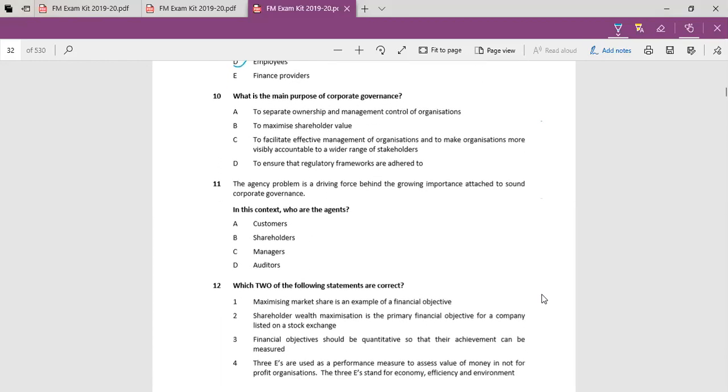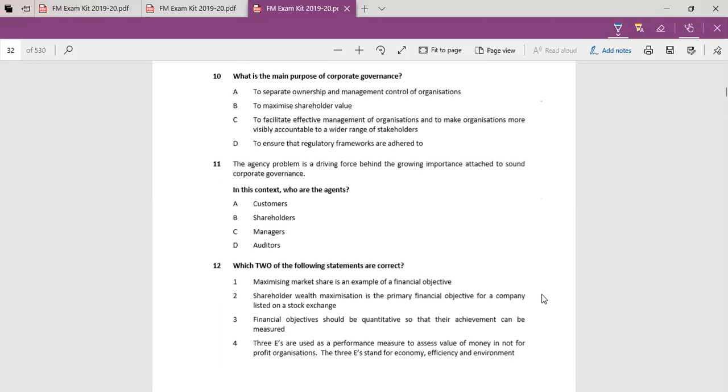Corporate governance, governing the corporate. Who governs the corporate? The management, the directors who are appointed, they run the business on behalf of the owner. So they work in the capacity of agents. So they are governing the corporate with an objective of maximizing the profits for the owners. So the main purpose of corporate governance. C or D.